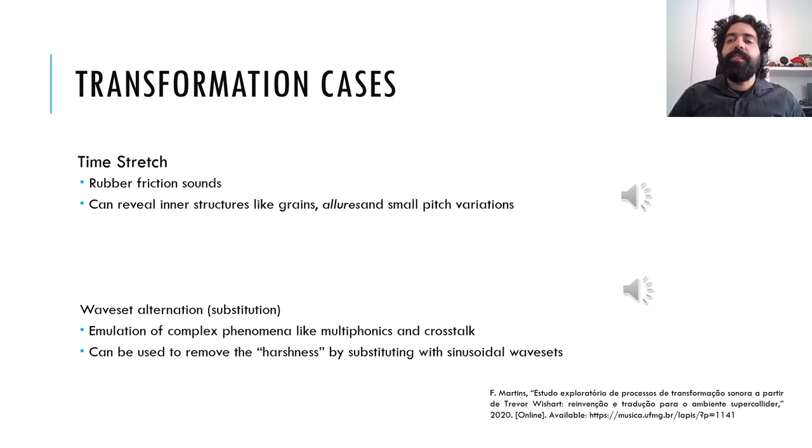When a group of wavesets is considered, details of the inner structure of the sound file, for example, grains, allures, small pitch variations, tend to be revealed due to their repetition. It can also produce steady pitches, but as the reproduction rates tend not to be transformed, it is more common to result in repetitions akin to short loops.